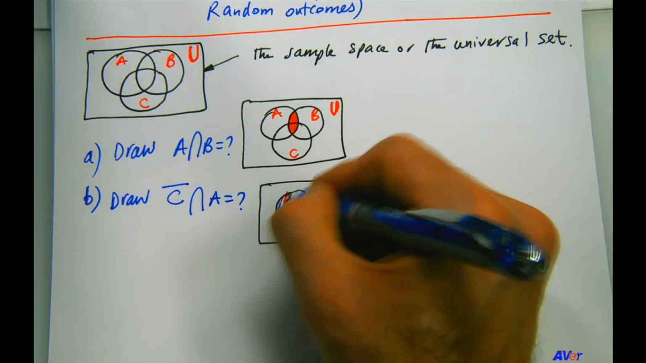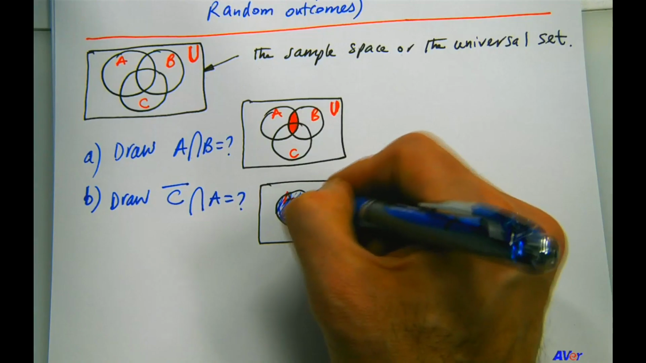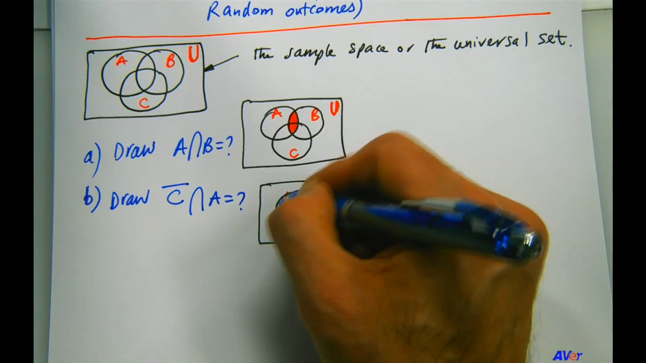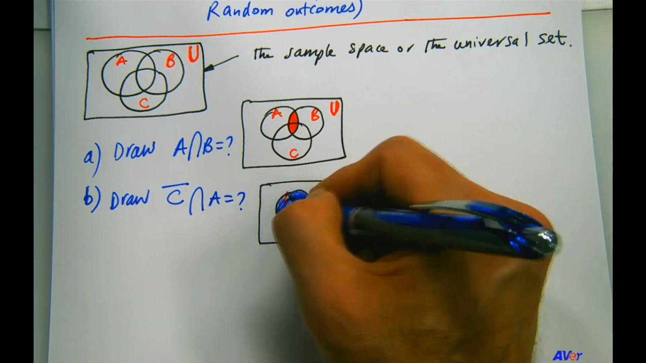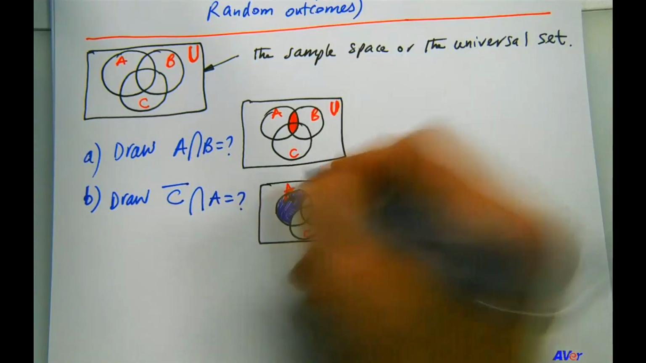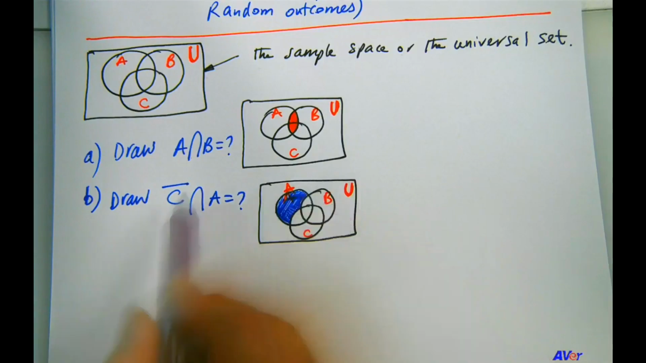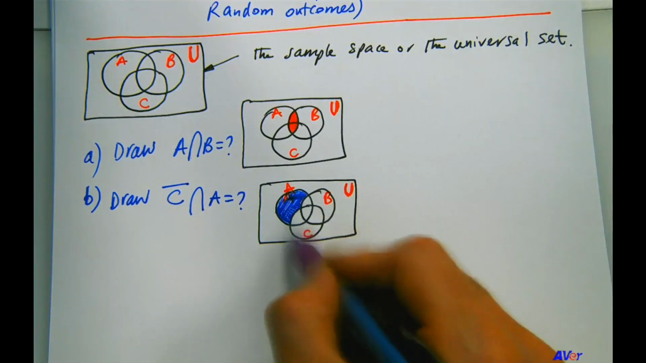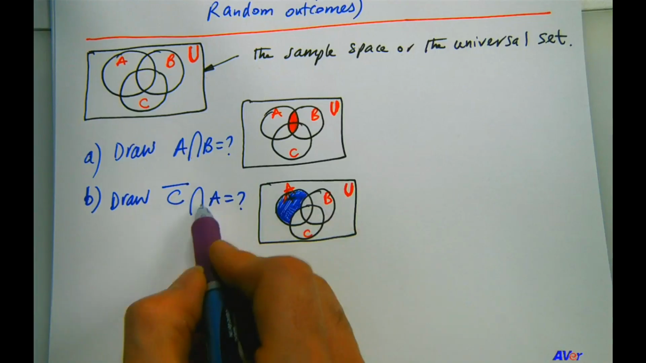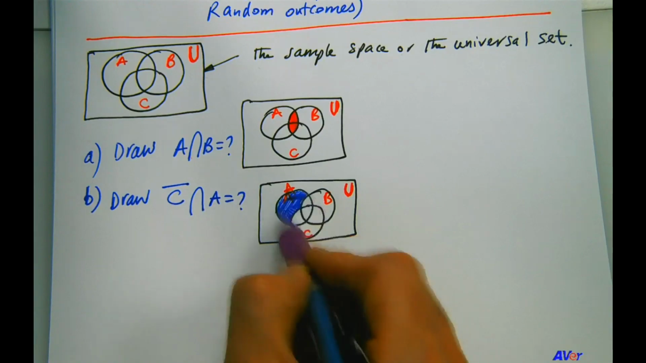Let me draw this as best as I can. I didn't want to cover A, but it looks like I can't help it now. That is set A, and C bar is everything outside of this circle. But we need to take the intersection of that with set A, and that would be that.